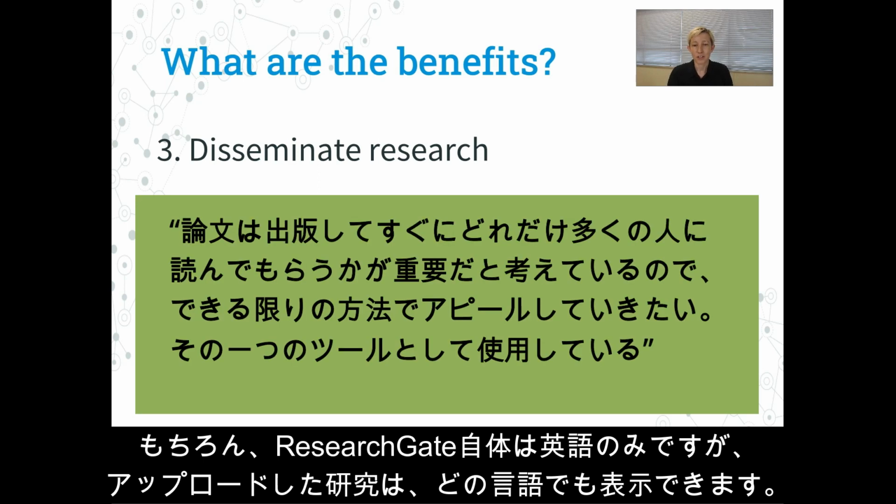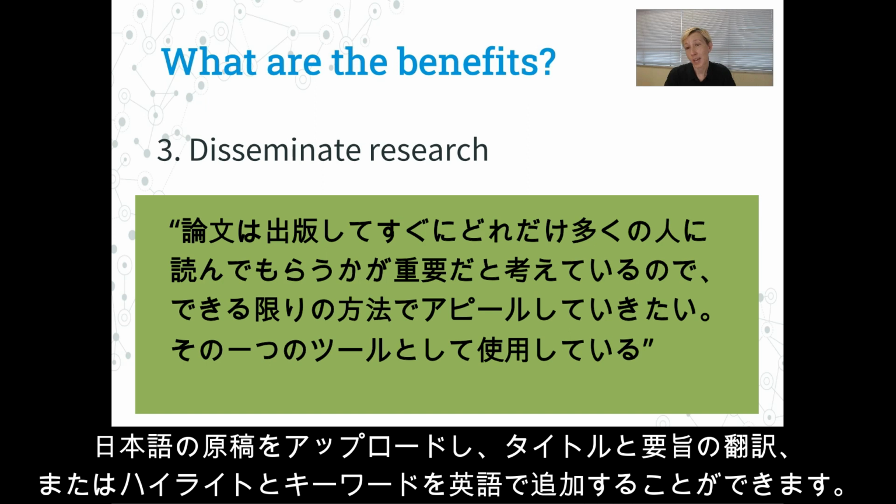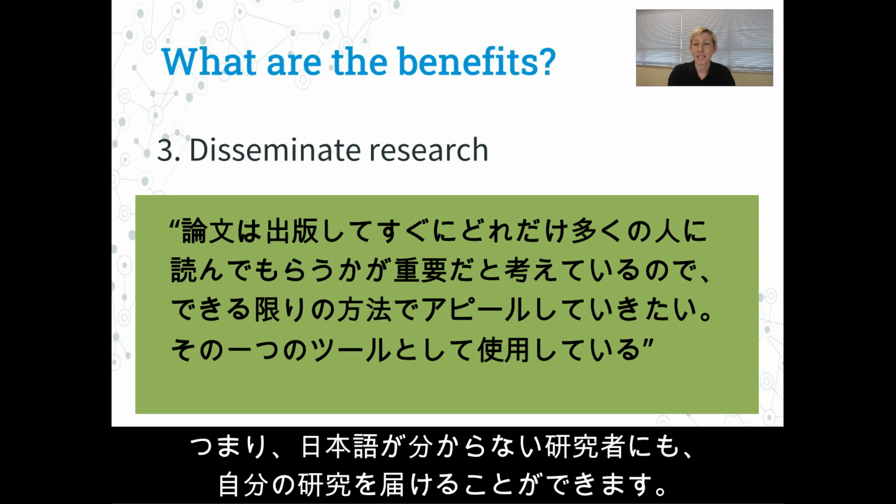Now, of course, ResearchGate, the platform itself, is only in English, but the research that you upload could be in any language at all. So what you can do is upload your document in Japanese, in the original, and you could add a translation of the title and the abstract, or maybe just some highlights and keywords in English, so that at least the idea of your research is reaching researchers who can't speak or read Japanese.